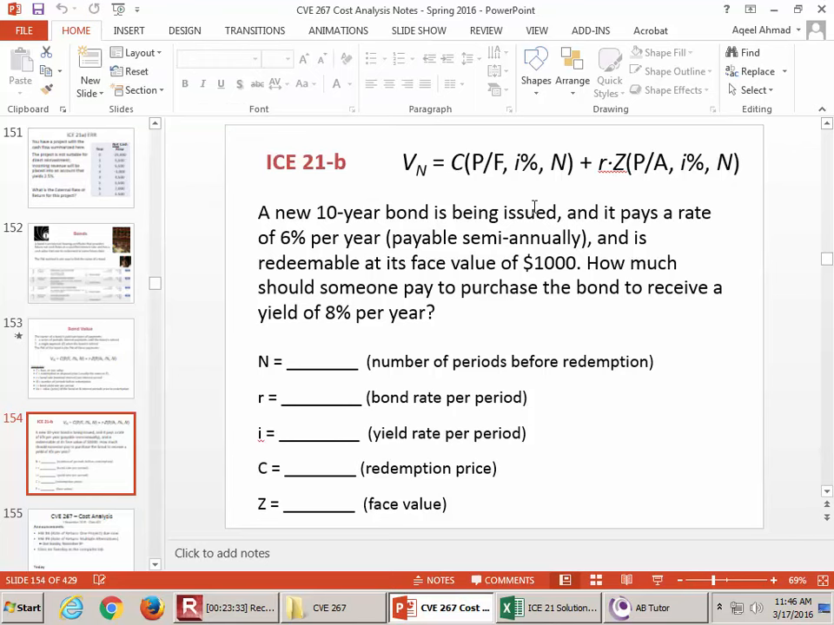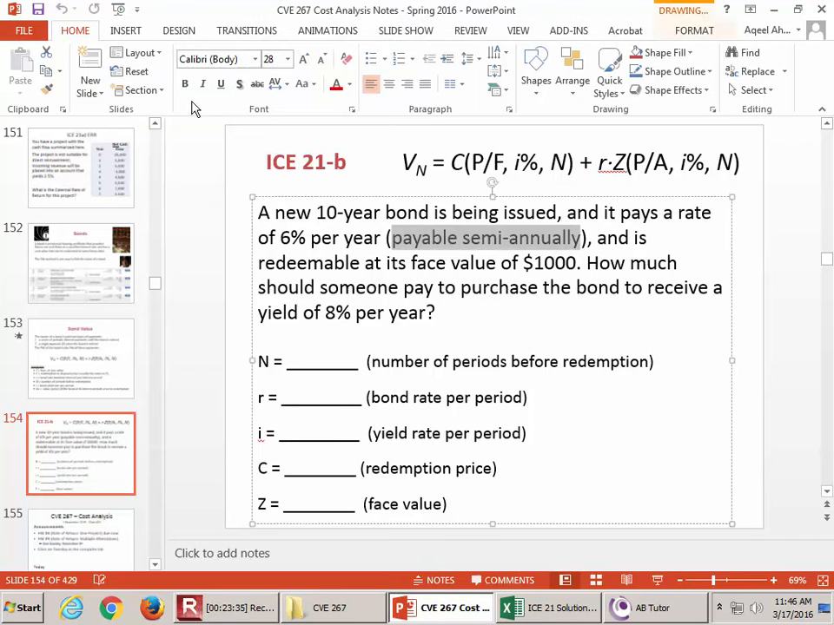Let me ask you a question. What is the significance of this? Payable semi-annually. What does that mean? Okay, every 6 months is what it means. And so how many compounding periods will there be over 10 years if the interest is being paid semi-annually? There will be 20 compounding periods. And so what that also does is that changes the interest rates, because interest rates are per period, not per year.